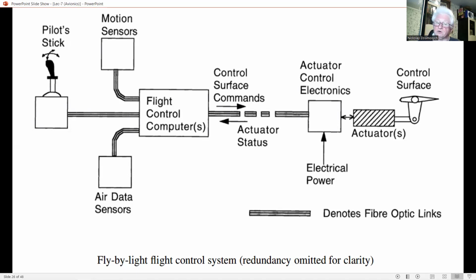The actuator control electronics and actuator are located in fairly close proximity to each other, and the only connections required there are the fiber optic cables and electric power supplies, the large wiring harness required in earlier analog systems being eliminated. Such systems are sometimes referred to as smart actuators.